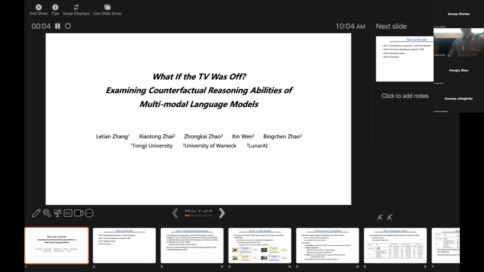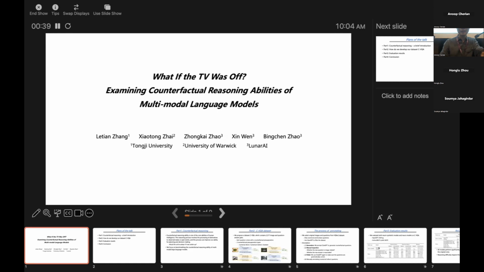Okay. I'm Xinwen, and I'm here to present our work, What If: examining the counterfactual reasoning abilities of multimodal language models. The project was mainly led by Zhang and Chen. Okay, so the motivation of this paper is actually quite easy. To put it in one sentence, we rethink the counterfactual reasoning ability of the currently emerging, very strong vision language models.